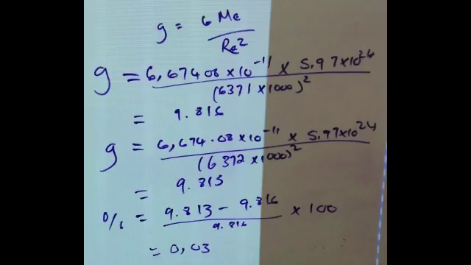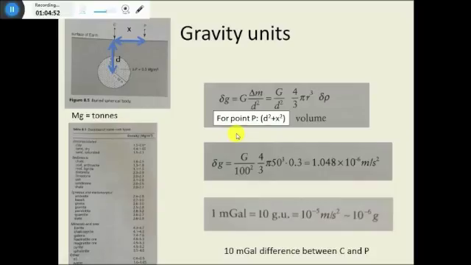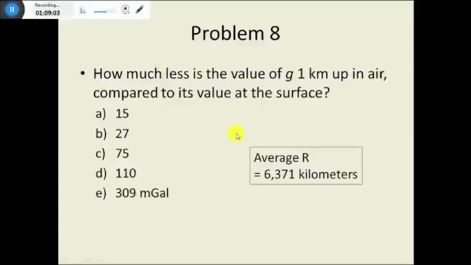Remember, we calculated earlier that by going 1 kilometer up, there was a 0.03% change in G. That was problem 11. Take your answer from that, which was in meters per second squared, and convert it for me into milligauss. How we convert: 1 milligauss is equal to 10 to the minus 5 meters per second squared. So the answer should be E.